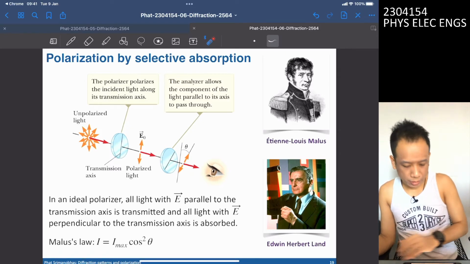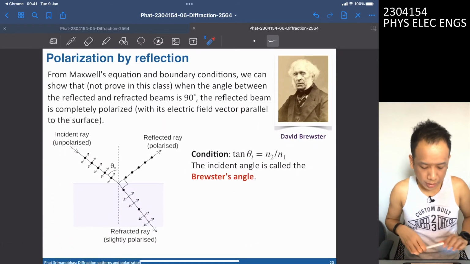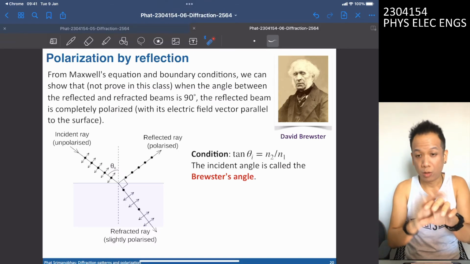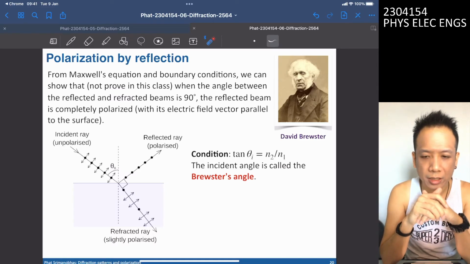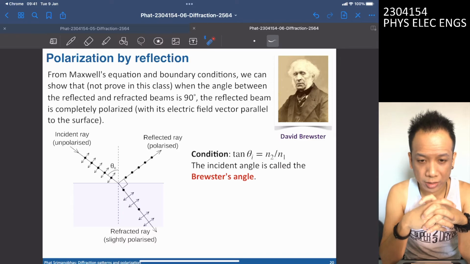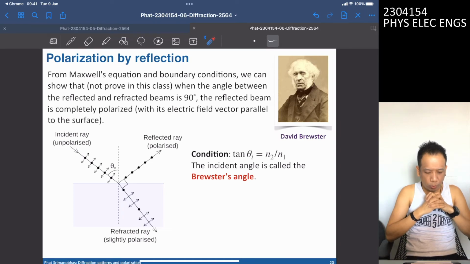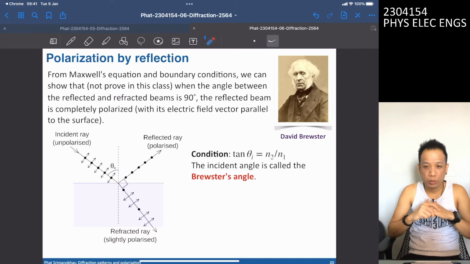The last one is what we call polarization by reflection. Instead of having a material that the unpolarized light passes through to create polarized light, you can also create polarized light by reflection. We will not prove it in this class, but we have the conditions that you can use.